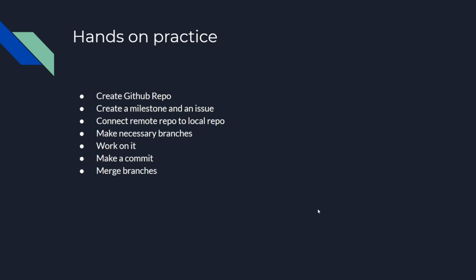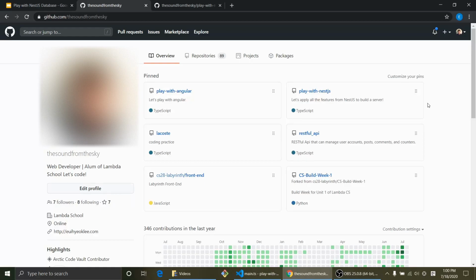This is an overview of the hands-on practice. We're gonna create a Github repo, create a milestone and an issue, then connect the remote repo to the local repo, make necessary branches, and we're gonna work on it, and then make a commit. And finally, we're gonna merge branches. Let's start. Let's make our Github repo.